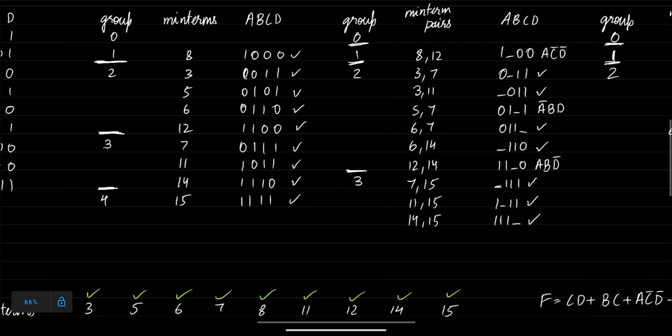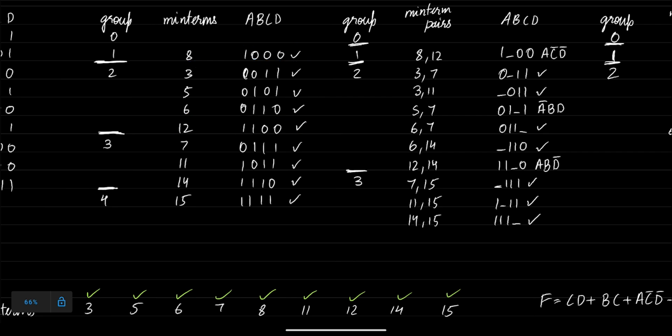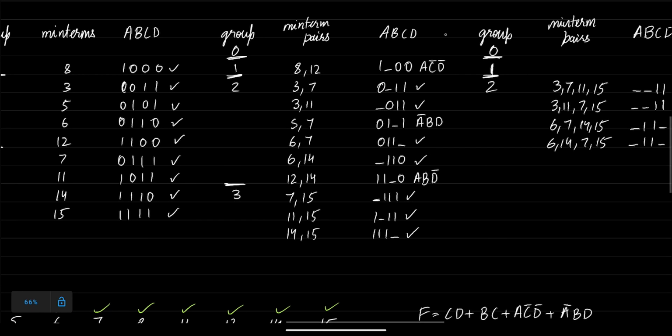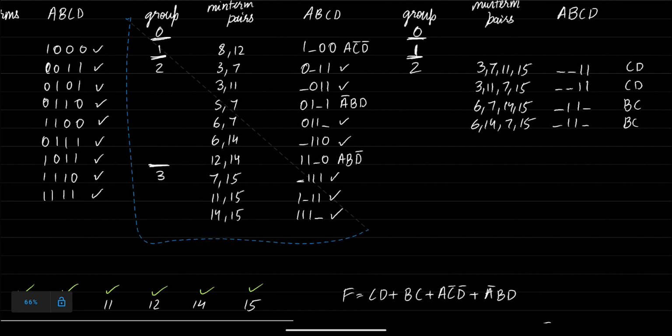So as we can see, 8 and 12, for example, which is here and here, these differ by a single bit, and that is the B bit. So we have written 1 blank 0 0. And similarly for the rest of these, we have formed minterm pairs. Now once we have formed all of these minterm pairs, we have ticked all the minterms that they cover, and here we have our new table.